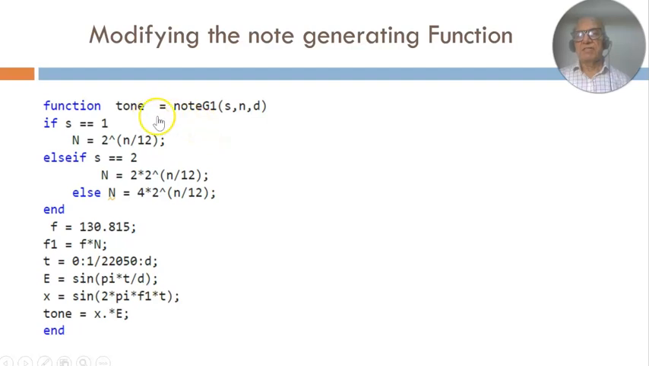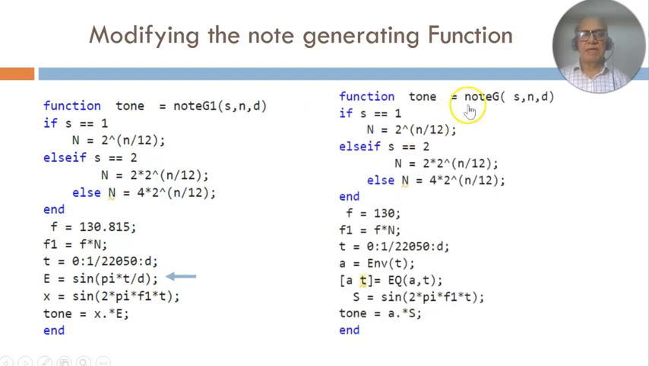This is the original function that we have already studied, which we called as note G1, and this is where the envelope is generated. Then this is the sine wave, and this is where the sine wave is multiplied with the envelope. Now you want to make a change in this so that the envelope is different. So at this point you have to make a change. So let's rewrite this function. But since we are making a change, we are now changing the name of the function. We now call it note G rather than note G1.